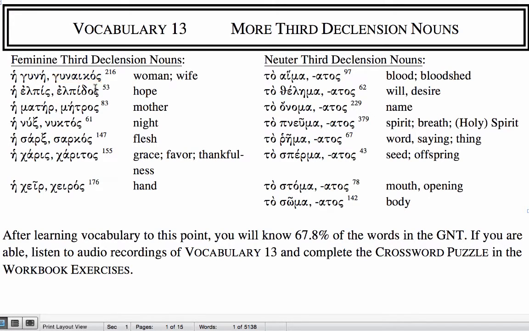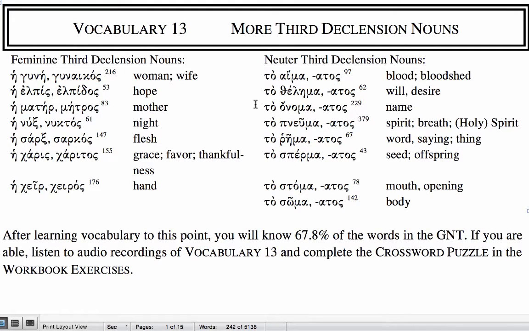And this is a little bit tricky because these third declension feminine nouns will look like they're masculine second declension nouns ending in omicron sigma. This form, when it has the article, which will help you parse it, will have tes gunekos.